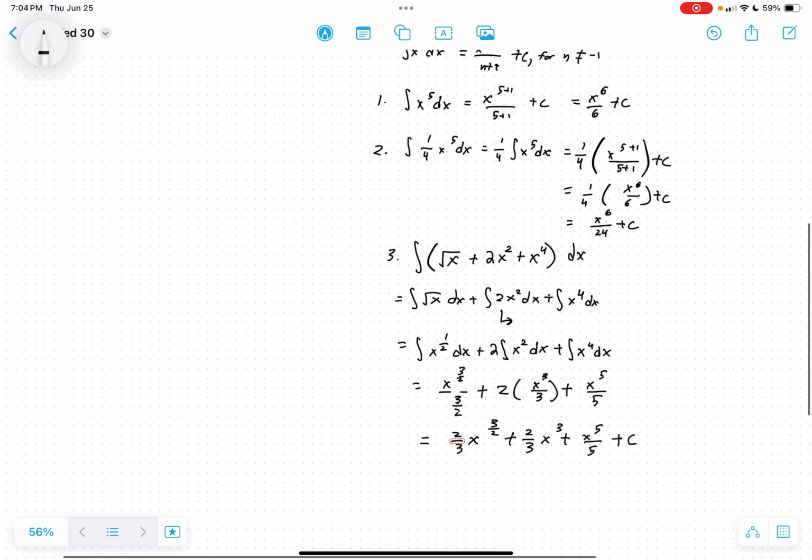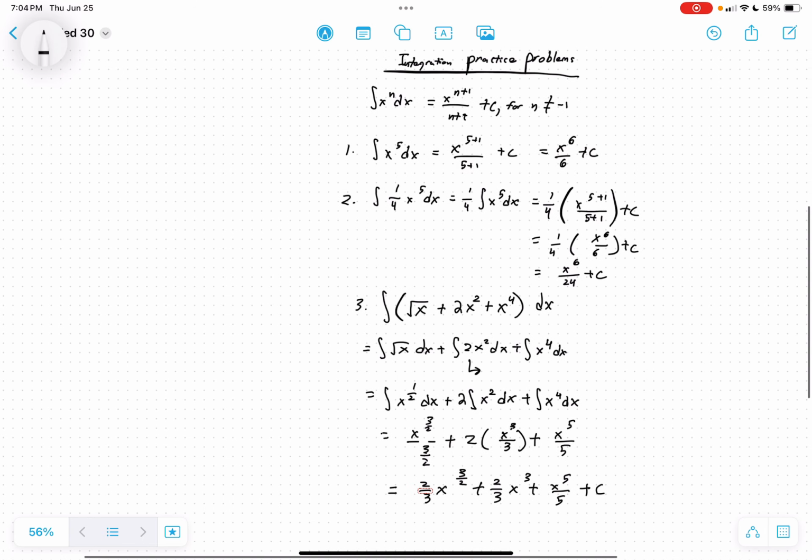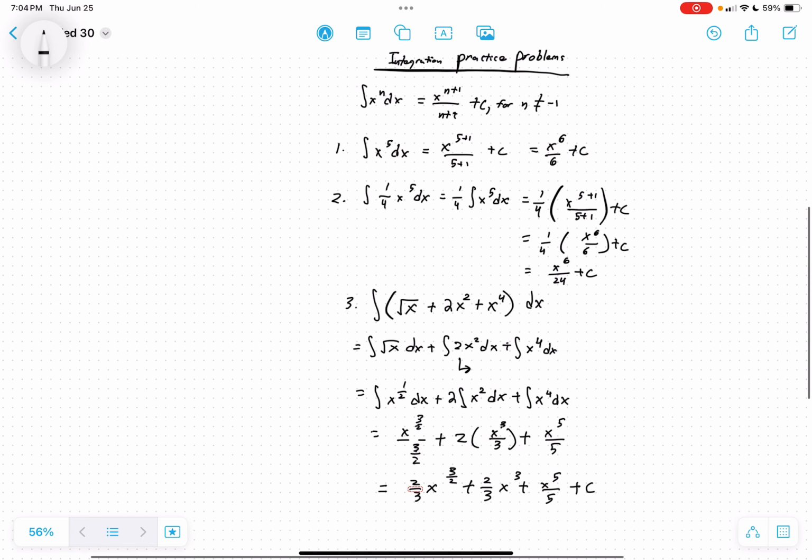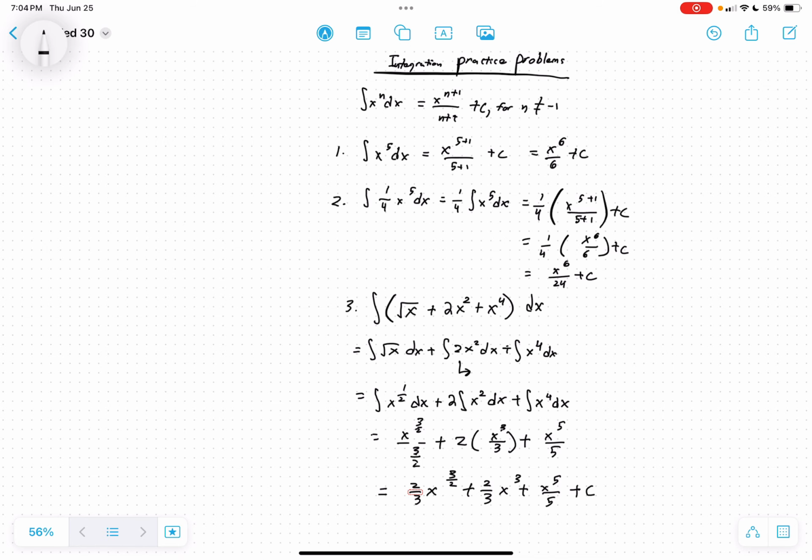And here were three good practice problems that we did based on basic rules of integration. And stay tuned, in the next video we're going to learn about more common rules of integration.